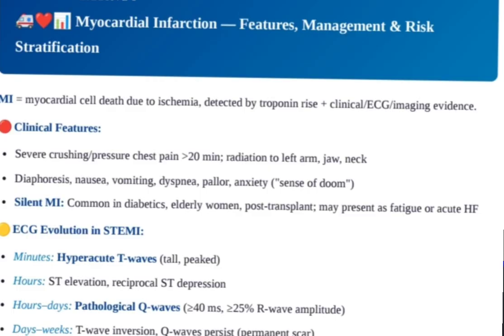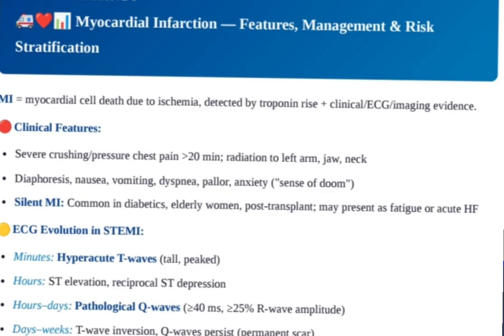But let's shift to the blood evidence, the biomarkers. The chemical debris left in the bloodstream. So first we have troponin I or T. It starts rising 3 to 6 hours after the ischemia starts, peaks at around 12 to 24 hours, and then, this is the crazy part, it stays elevated for up to 14 days.